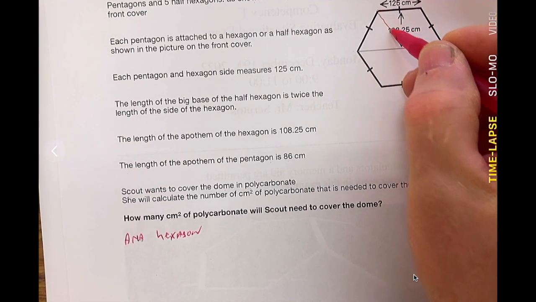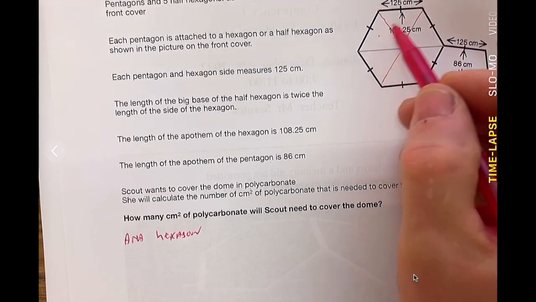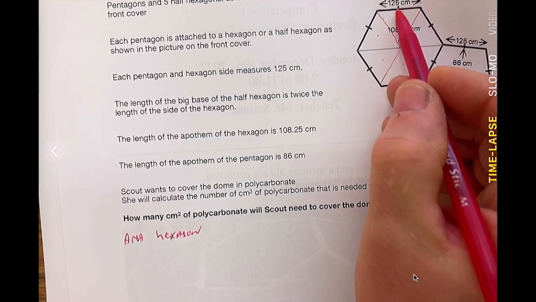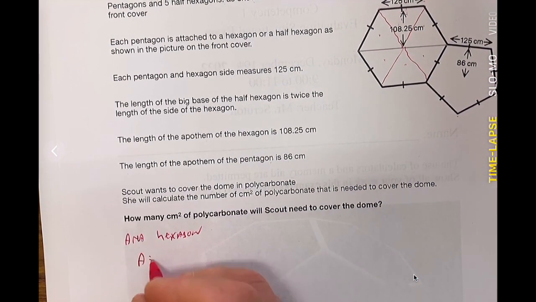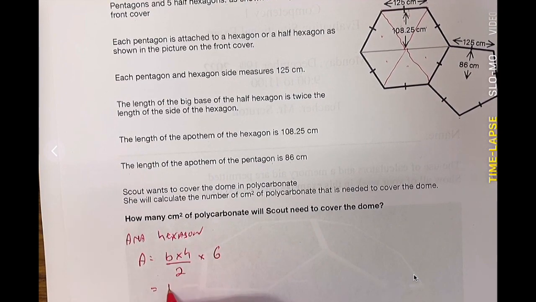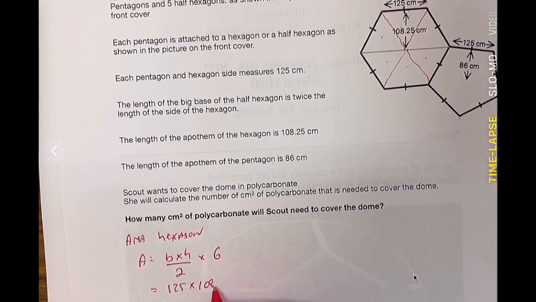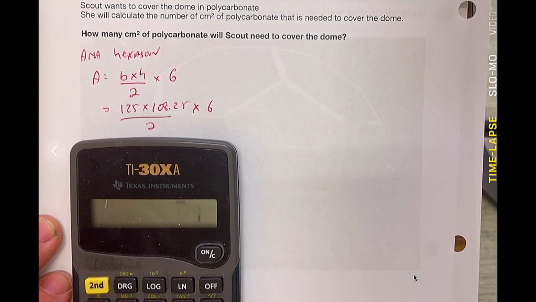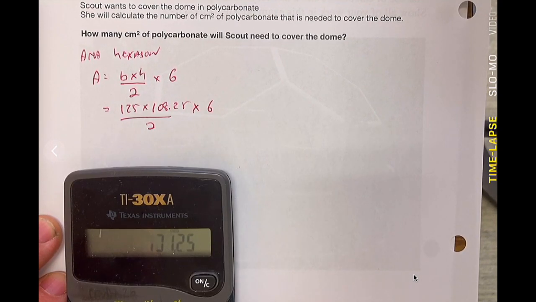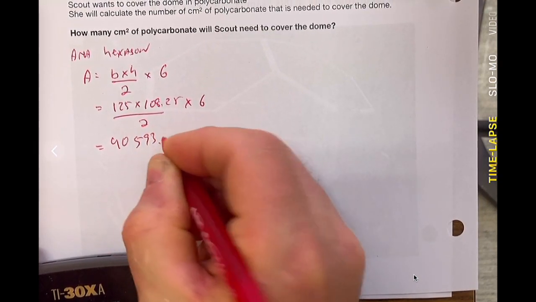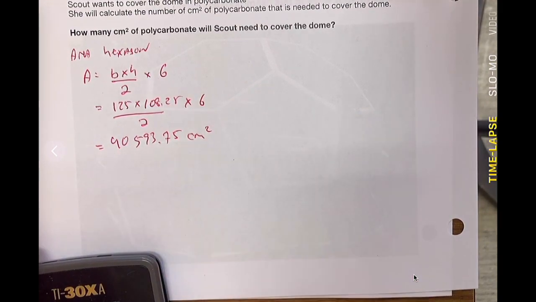The hexagon, I can break it up into 6 triangles. 1, 2, 3, 4, 5, 6. The area of the triangle is the base, the side length, times the apothem divided by 2. The area of the hexagon is the base of the triangle times the height of the triangle, which is the apothem, divided by 2, times the number of triangles, which is 6. The base is 125. The height is 108.25 divided by 2 times 6. 125 times 108.25 divided by 2 times 6 is 40,593.75 centimeters squared for one hexagon.